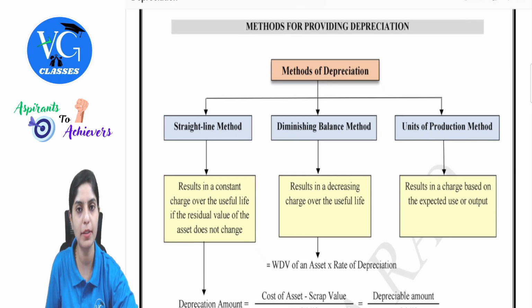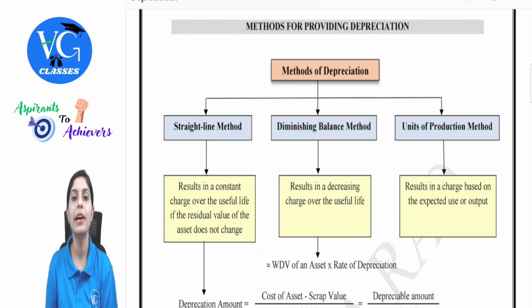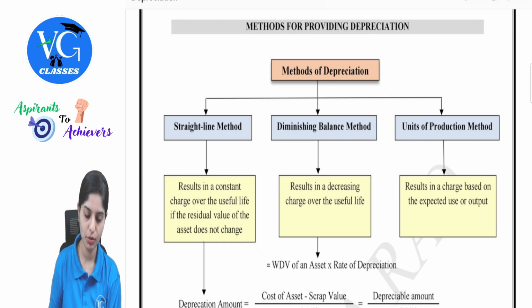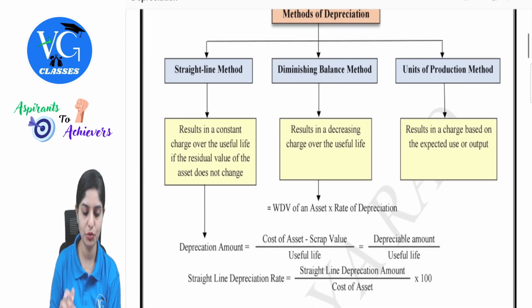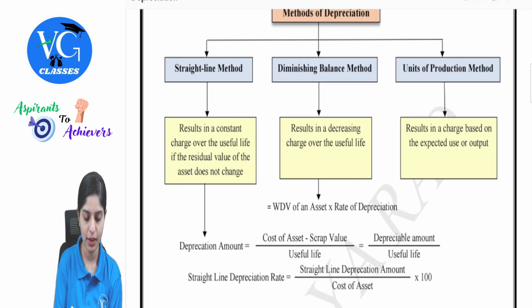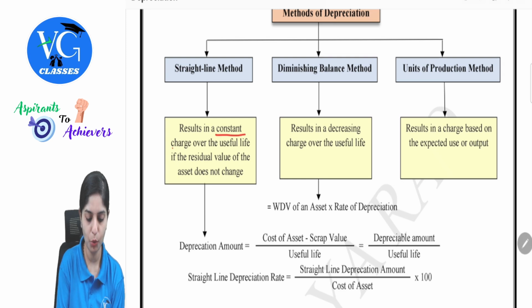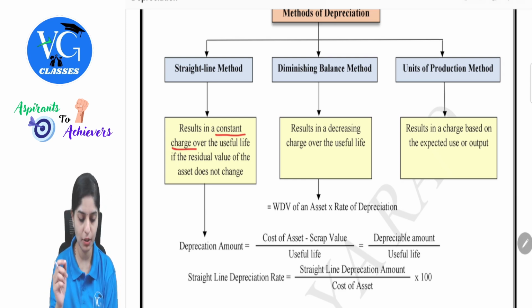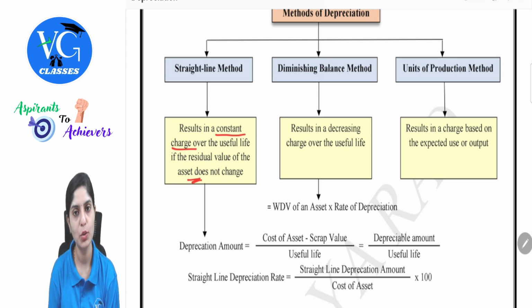There are several methods, but the most commonly used methods in your questions and in practical life also are the straight line method or the reducing balance method. It can also be called the written down value method. So let's observe what it says. Straight line method: this method results in a constant charge over the useful life if the residual value of the asset does not change. So, what are the factors which we consider with respect to charging depreciation?